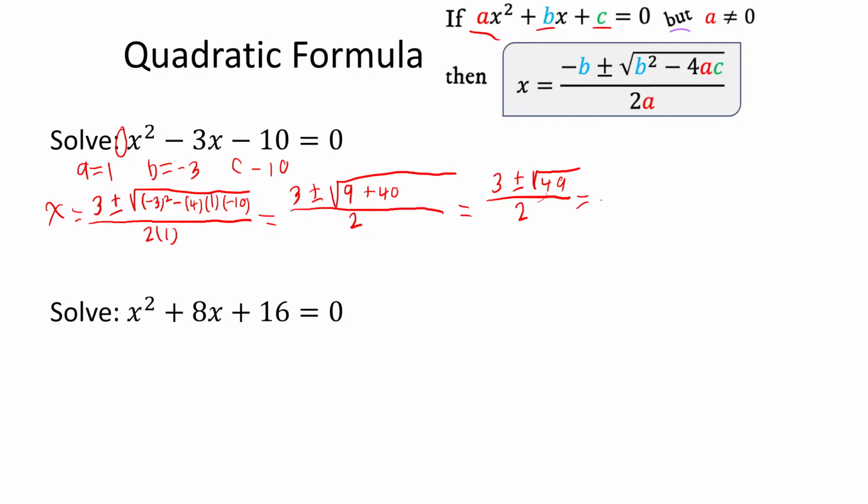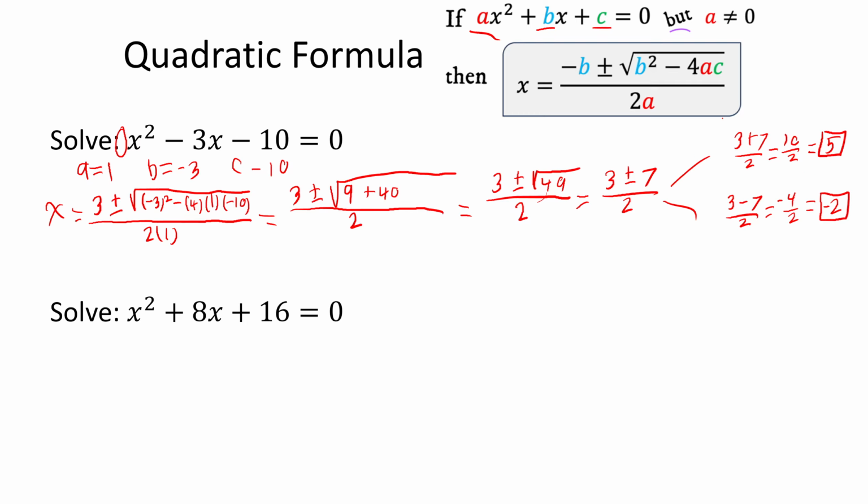This then means this is equal to 3 plus or minus 7 over 2, which means I have to break this into two possible answers. 3 plus 7 over 2 or 3 minus 7 over 2, right? Up top, this is going to give me 10 over 2. This is going to give me negative 4 over 2, which finally equals 5, or it equals negative 2. My answers to this quadratic are 5 or negative 2.